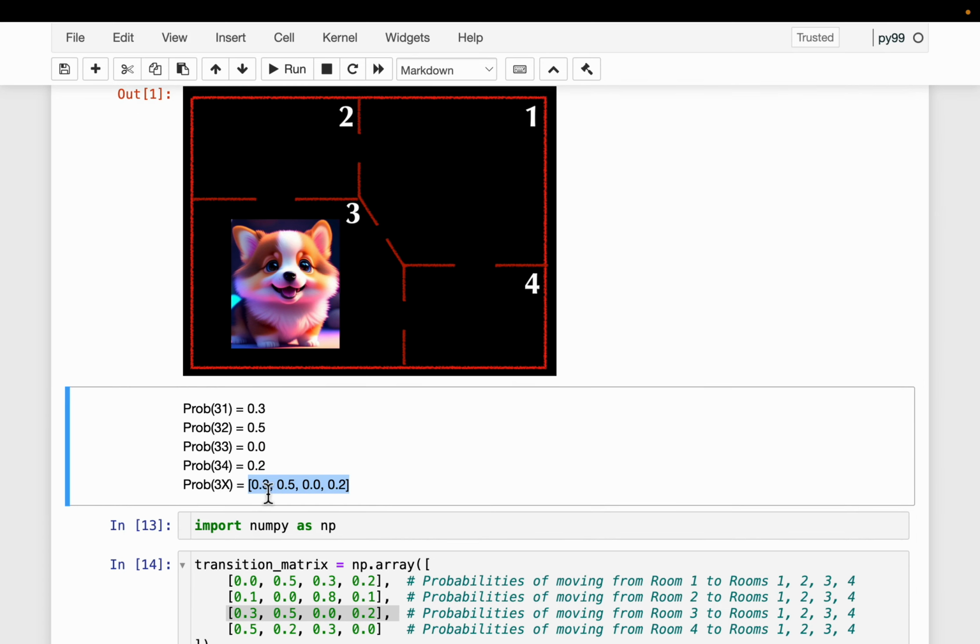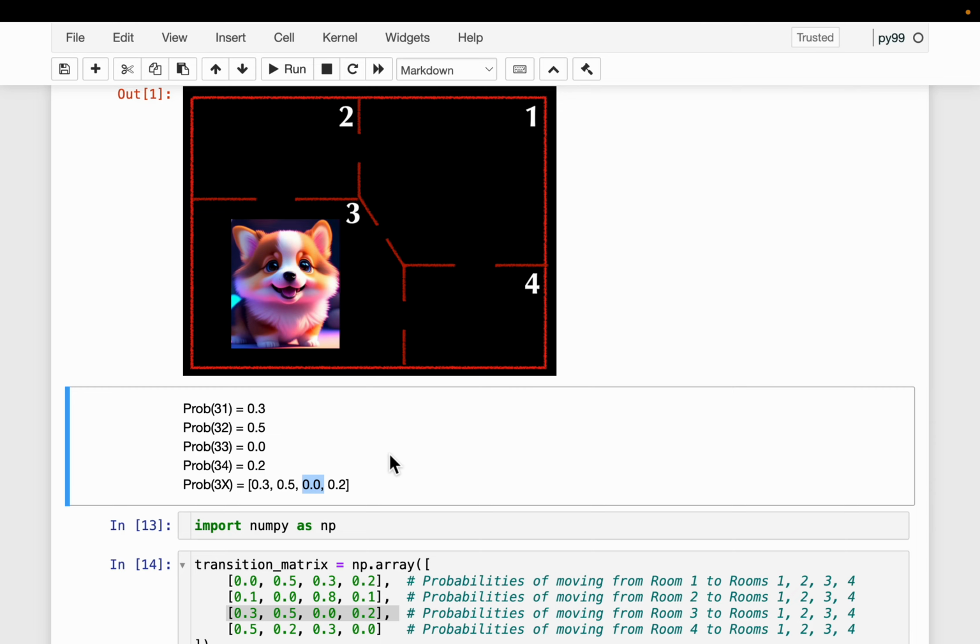So from room 3 to room 1, 2, 3 and 4. Now the important thing is the sum of all these probabilities should be equal to 1. Now if we want, we can say there is a certain probability that the pet will remain in the same room, right? So in that case, we can set this to a finite value. For example, let's say we set it to 0.1, and then we would have to modify the other 3 numbers so that the sum is still equal to 1, because that's the total probability, right?